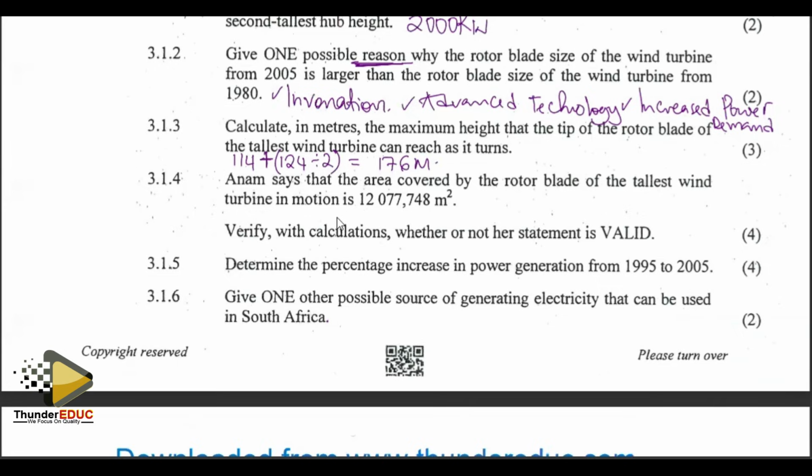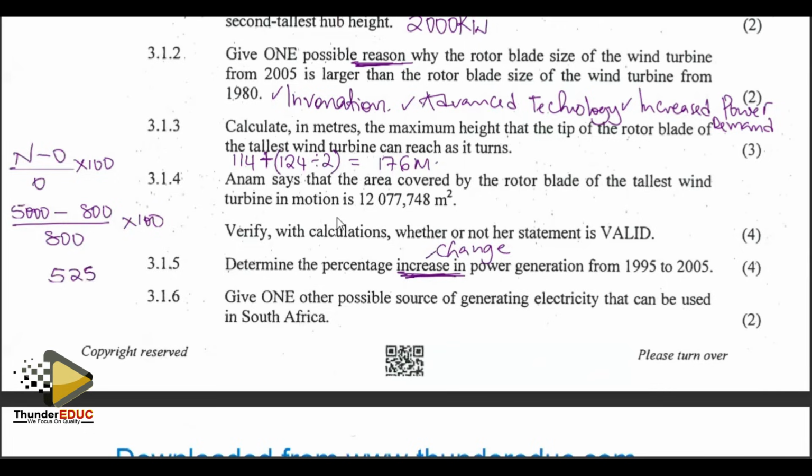Determine the percentage increase in power generation from 1995 to 2005. Whenever you say percentage increase, you're looking at percentage change. So we always get the new minus the old, over the old, times 100. In 2005, we have 5,000 kilowatts. In 1995, we have 800 kilowatts. So we divide by that and multiply by 100. The answer became 525%. So it has increased 5 times.